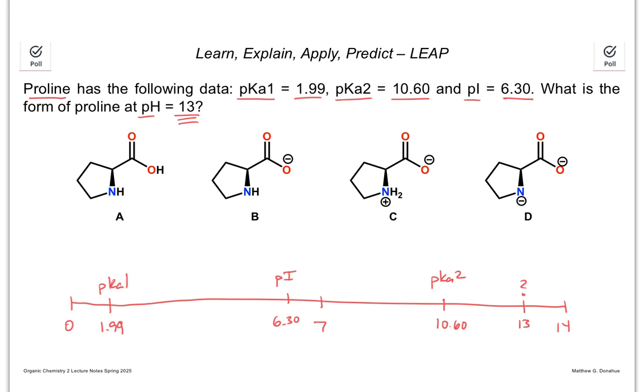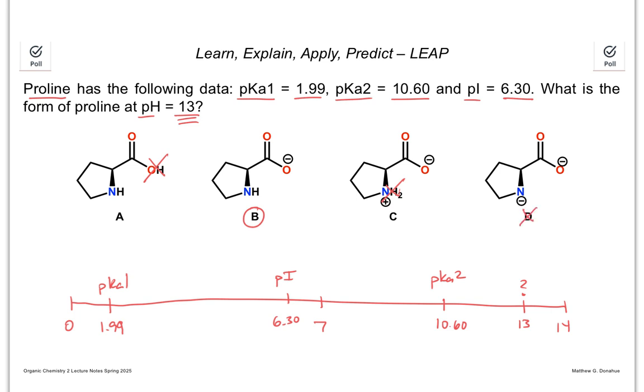So we know that we're well past the pKa of the carboxylic acid being deprotonated. So from that, we can eliminate A. That has to be deprotonated. We're well past the pKa of the ammonium group being deprotonated. So that has to eliminate C. And basically, we need to end up now with the neutral amine. So B is going to be the correct response.